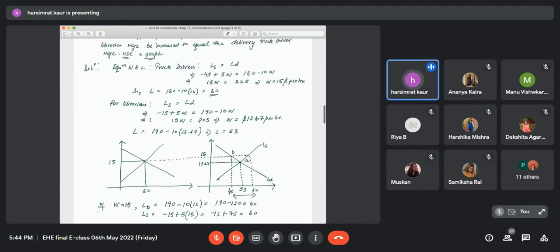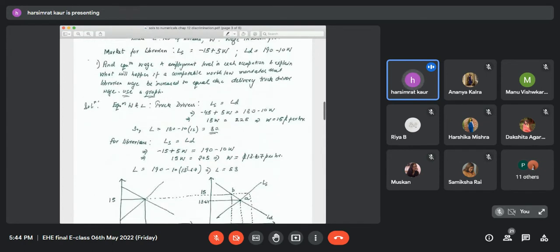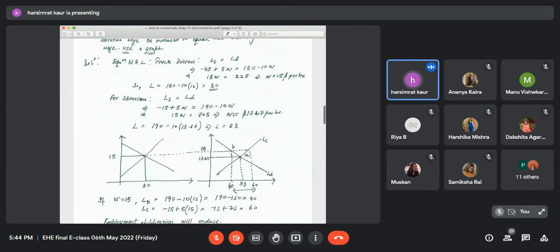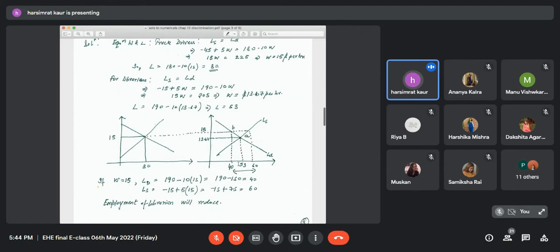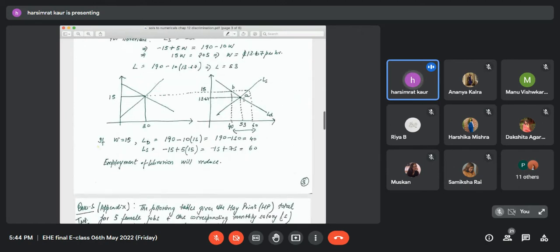For librarians, similarly, their equation is given. We will substitute and we are able to figure it out. Their wage is $13.67. So guys, which is less than what the truck drivers are receiving. And at this wage rate which the librarians are getting, the labor I will be employing would be 53. So guys, can you see I have labeled it as 53 and 13.67.